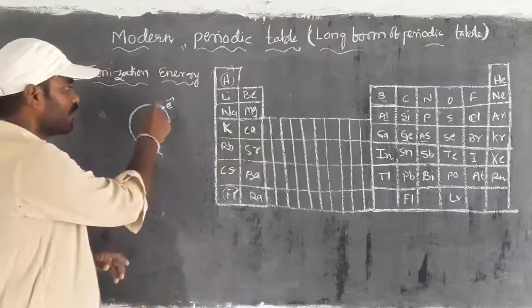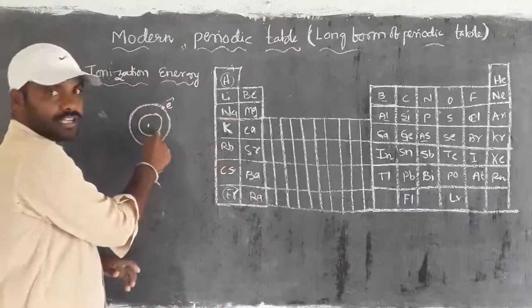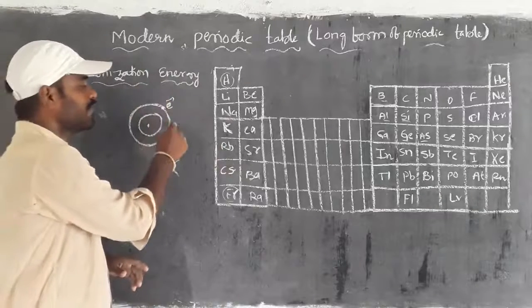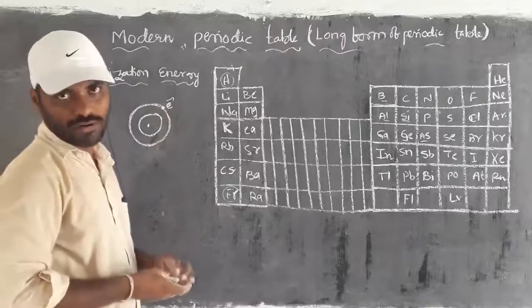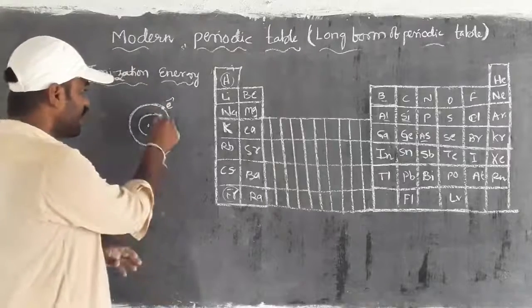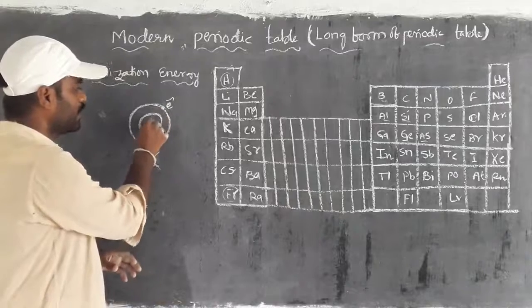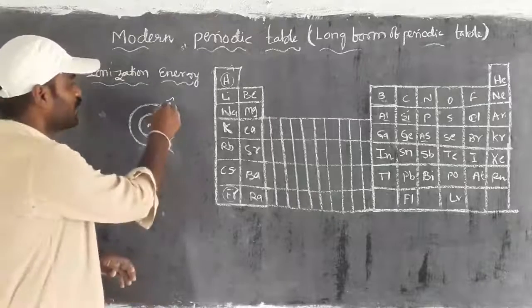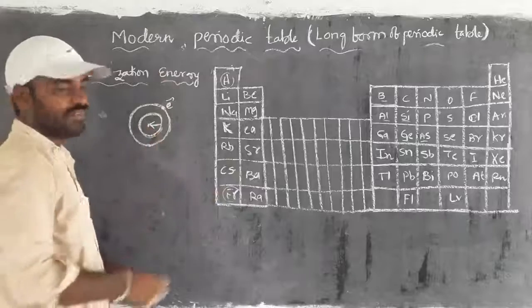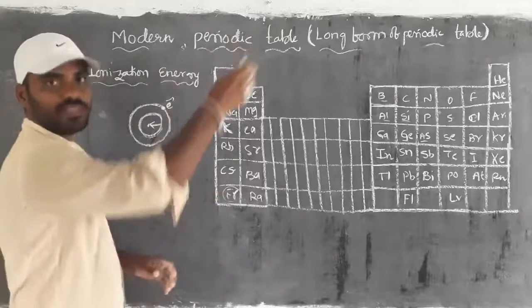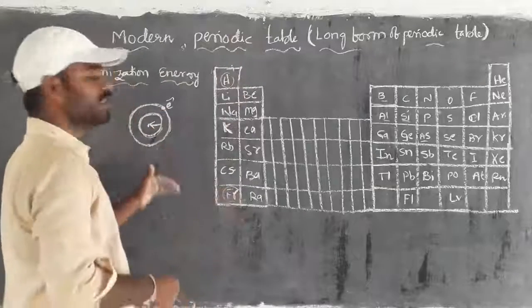Then, the removed electron is from where? Not from the inner shell. It must be from the outer shell, because we can't remove an electron from the inner shell. Inner electrons have more attraction by the nucleus, but the outer shell does not feel the same force from the nucleus. For that reason, it is easy to remove electrons from the outer shell.